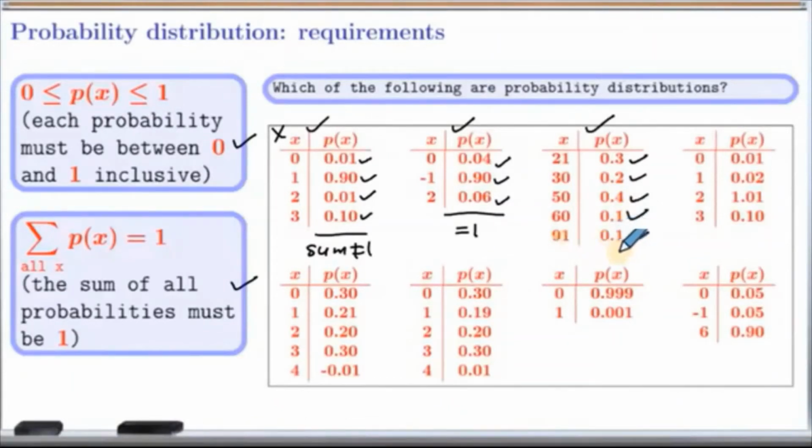So let's look at the second requirement. The sum of all probabilities must be 1. So on here, the sum is not equal to 1. So therefore, this is not a probability distribution.